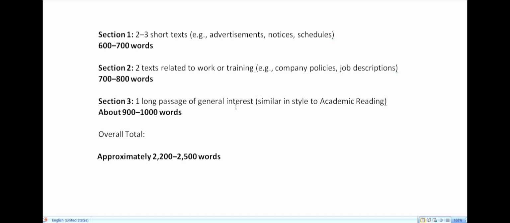This long passage is almost similar to that of an academic reading paper, with 900 to 1000 words. So here a general training student will have to study almost 2200 to 2500 words within the time span of 1 hour, that is 60 minutes.